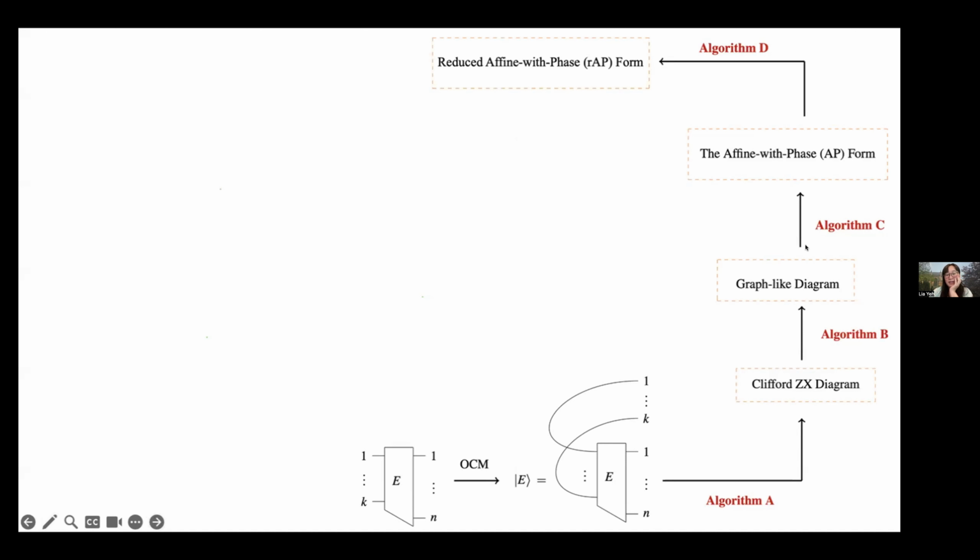And all these arrows are efficient. So you can do reduced affine with phases form. This is just Gaussian elimination. This just tells you that you have pivots.